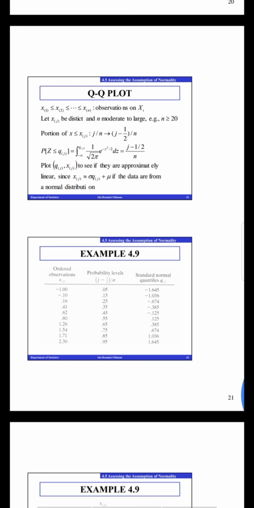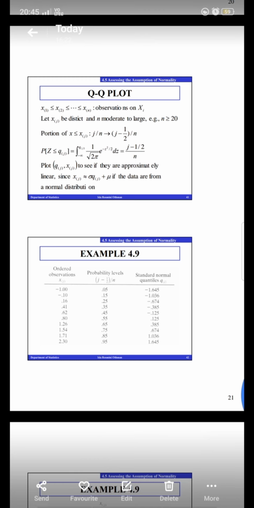So kita akan gunakan QQ plot to see whether this variable is normal or not. So first of all, we need to order the observation. So x tu adalah ordered observation. So kalau you tengok PowerPoint yang you ada, yang I tunjuk sekarang ni, kat example 4.9 tu kan. Okay, the first column kat situ adalah ordered observation.